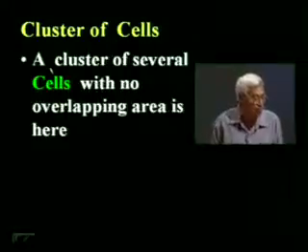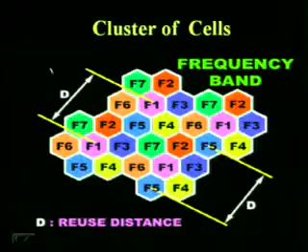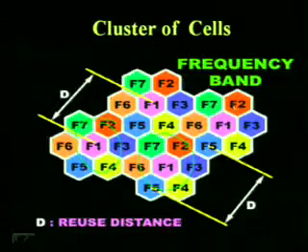So, let us see the cell cluster. A cell cluster of several cells, with no overlapping area. In the cell cluster, there is no overlapping area. This is a cell cluster of different frequency bands. This is one cluster, this is another cluster, and this is another cluster, and this is another cluster.